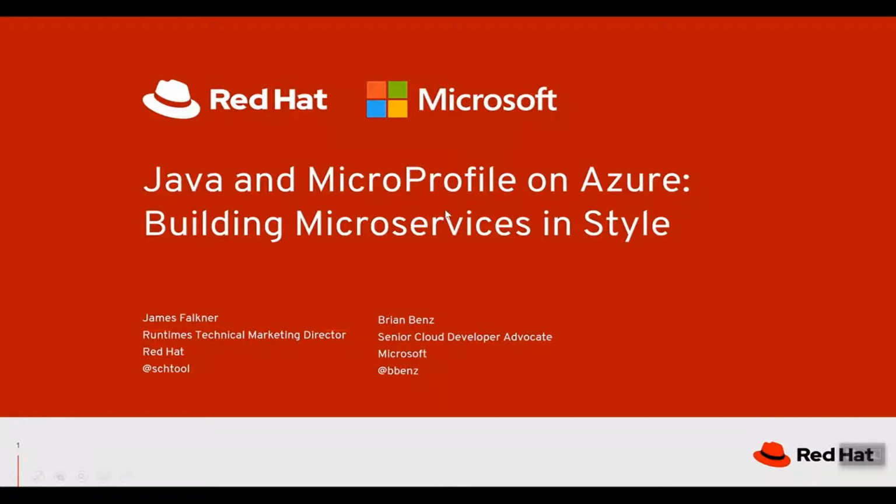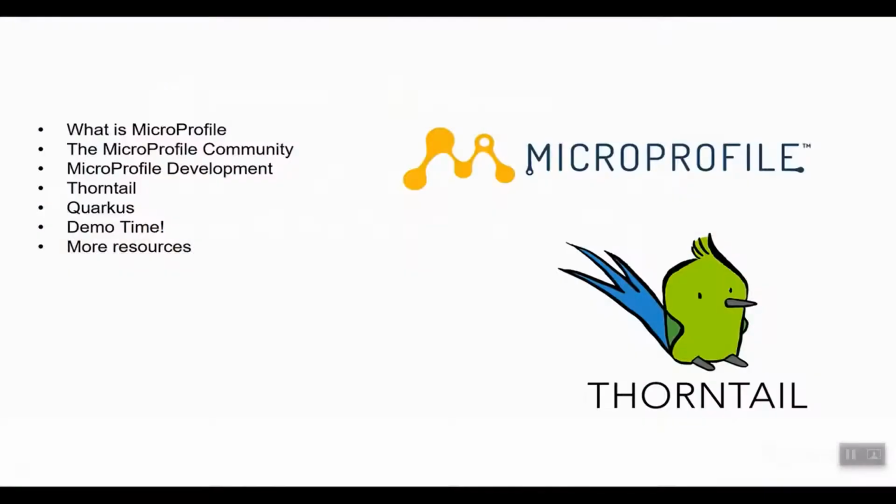All right, so we got a very compact session here. We're going to talk today about MicroProfile. We're going to cover a little bit about Thorntail, which is an implementation of MicroProfile, and then we're going to talk about Quarkus, which actually has an implementation of MicroProfile inside, and OpenShift as well, and a few other resources that we'll share with you at the end. And we have a ton of demos too.